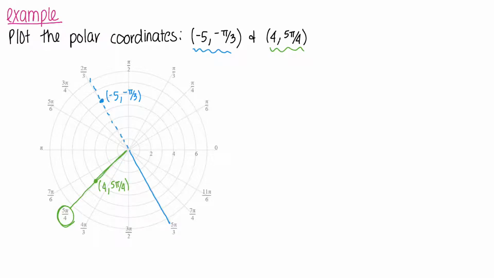So hopefully that makes sense on plotting these points. The negative r values can be a little bit weird, but you're just going in the directly backwards direction. That's the only difference there.